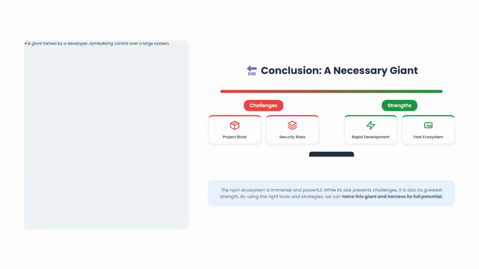So, when you step back and look at it, the NPM ecosystem really is a mammoth. It's immense, it's powerful, and yeah, it can be a little intimidating. It's a double-edged sword, for sure. The size is what causes the problems, the bloat, the security risks. Right, but that same size is also its greatest strength. It's the engine that fuels the incredible speed of modern web development. Without it, we'd all be moving so much slower.